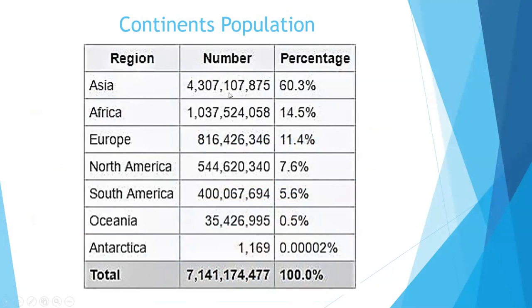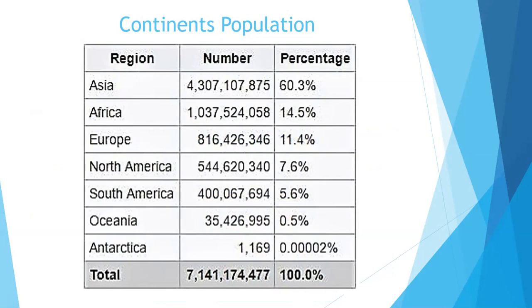4,307,107,875. So practice reading these numbers. It's good for maths. Remember your units, your tens, your hundreds, and then your thousands, 10,000s, 100,000s, and then after 100,000s, millions, 10 millions, 100 millions, and billions. So these are the different populations of the continents in order from highest to lowest, so it's going in descending order. So there we have the numbers.